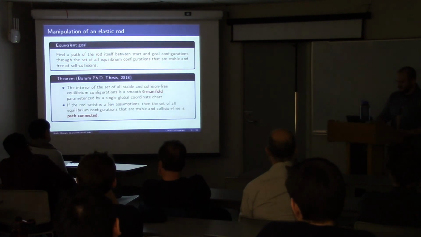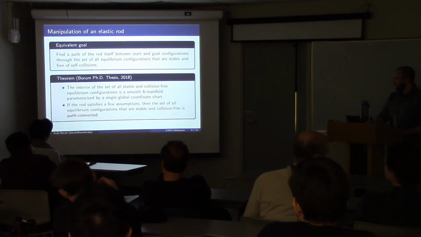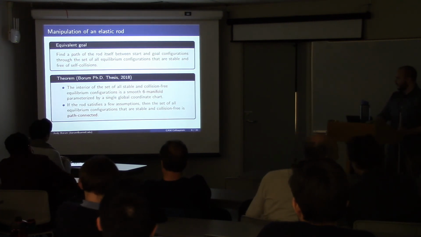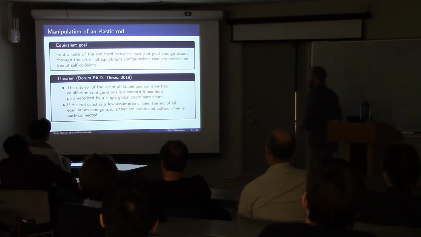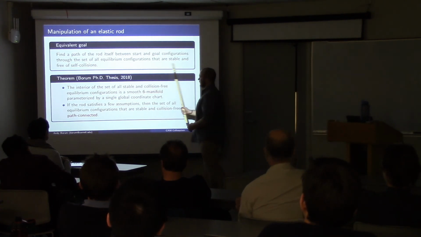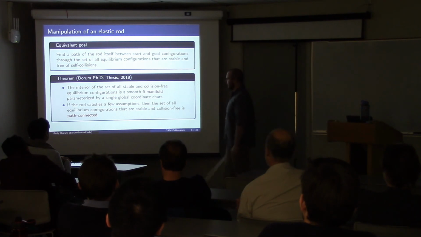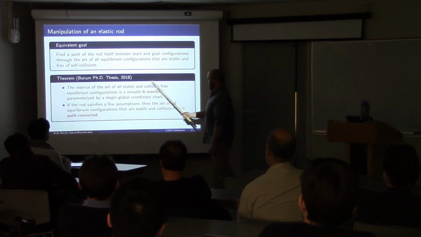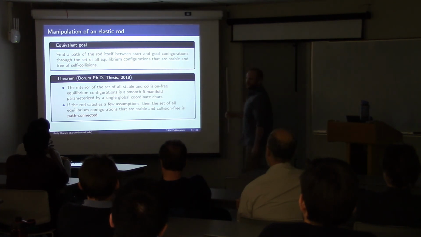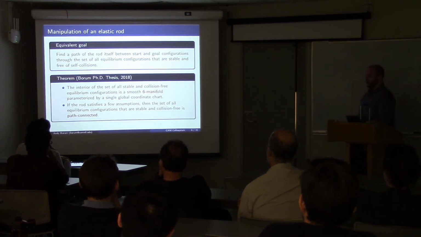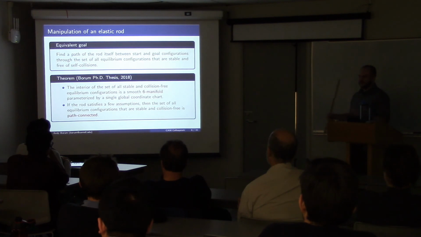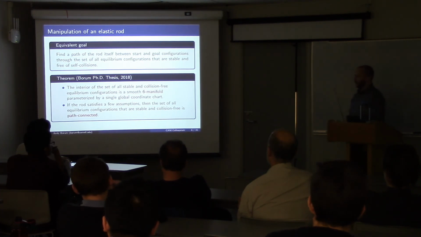So these are the main results we're going to prove today. That set of equilibrium shapes that are stable and collision-free is not actually infinite dimensional. The interior of that set is a smooth 6-dimensional manifold. Not only that, but it's parameterized by a single global coordinate chart. So it's diffeomorphic to a subset of R6. So we never even have to worry about changing coordinates or coordinate singularities.